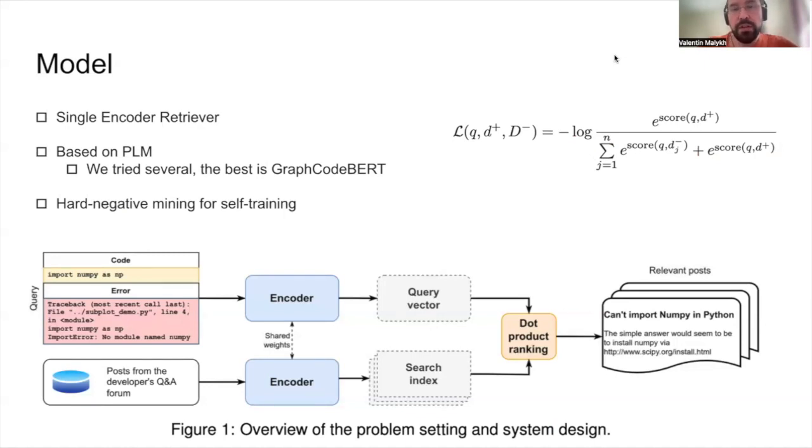In the top right, you see the loss description. We use this noise contrastive loss to train our model efficiently. How do we train it? We train it using hard negative mining and self-training.